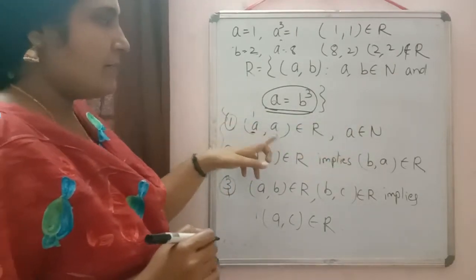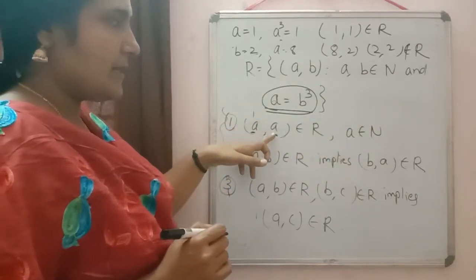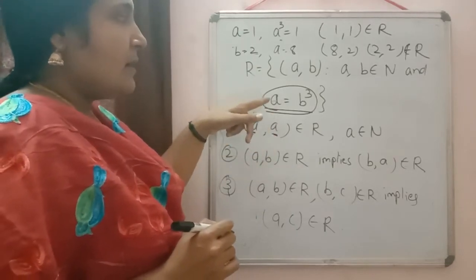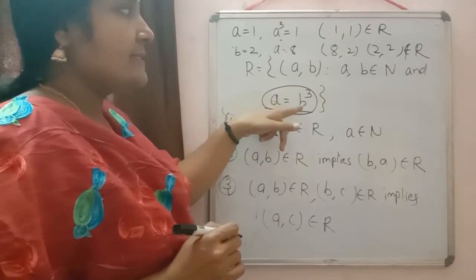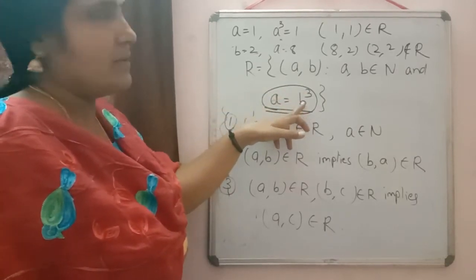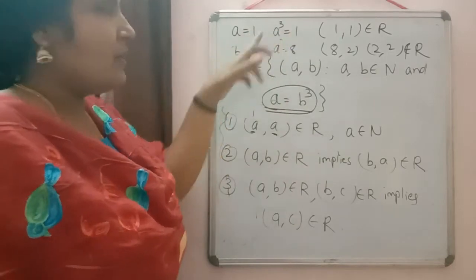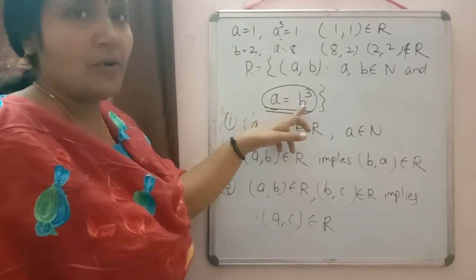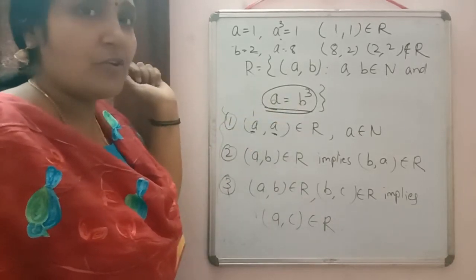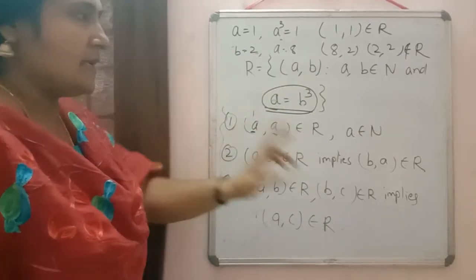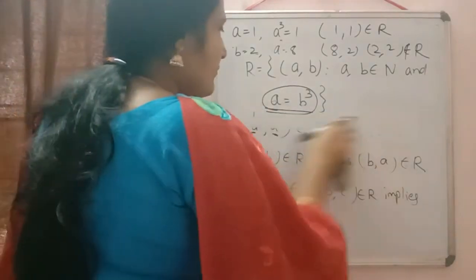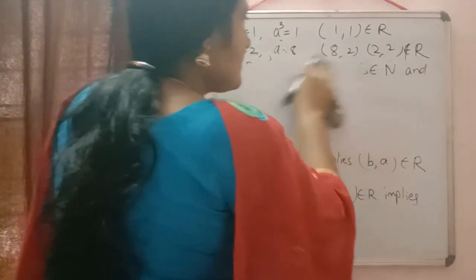(a, a) means the same element is related to the same element by this rule, meaning the element is equal to its cube. For 1 it is true because 1 is equal to 1 cube. But 2 is not equal to 2 cube. Therefore, this relation is not reflexive. Clear? Okay. Now we will check the second one.